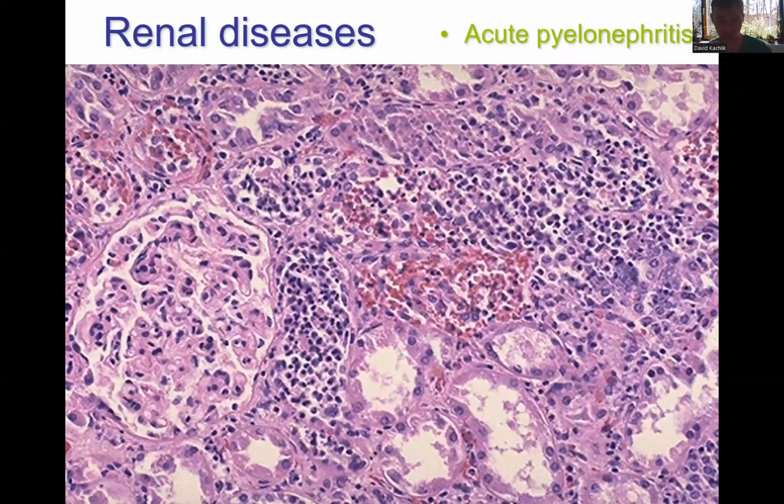Just to demonstrate some diseases on histological slides, this structure is a glomerulus. You can see here a tubule, distal tubule, and the interstitial part, which we have not talked much about, is filled with lymphocytes. You can see the violet round cells, and you can see also the erythrocytes here. So this is a bacterial inflammation, acute pyelonephritis.